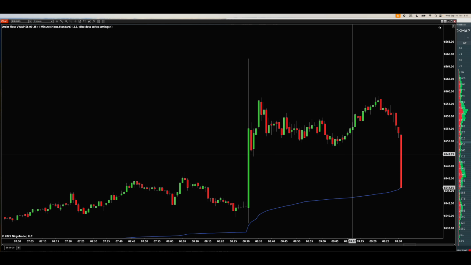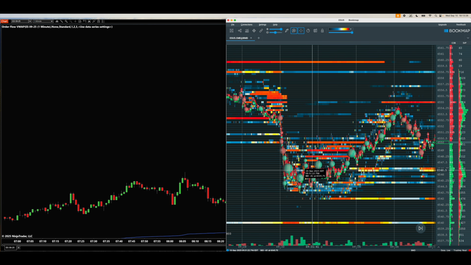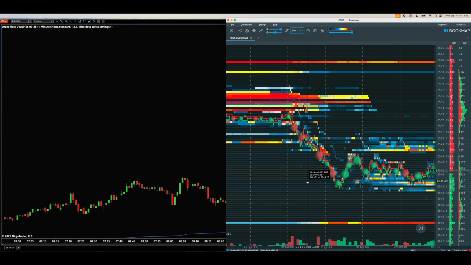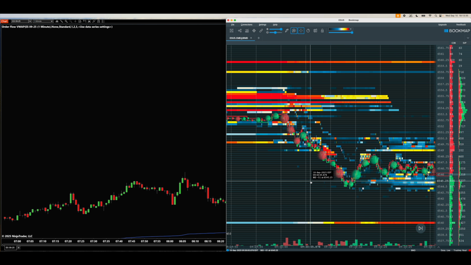Just because the market goes down or goes up quickly does not mean that there are a lot of orders or a lot of volume coming through the market in that instance. We can use Bookmap to look behind these drops and these rallies to figure out who is priced into the market and where the buying and selling is.